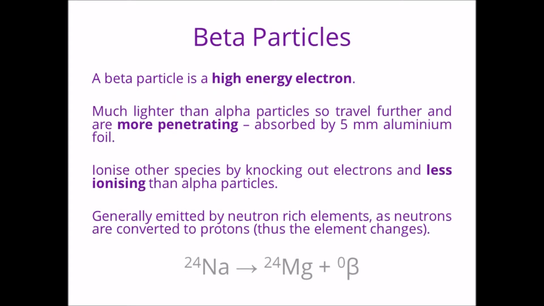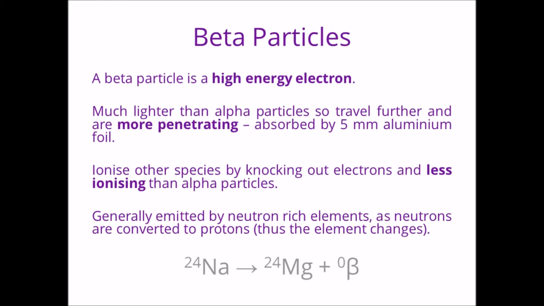So next up we have beta particles. Beta particles are basically high energy electrons, so they're negatively charged and they're travelling at almost the speed of light. They're much lighter than alpha particles, and so they travel a lot further and are more penetrating. So now if we want to stop them, we need to use a 5mm sheet of aluminium foil. They ionize other species by knocking out electrons and breaking chemical bonds or forming radical species, which are quite harmful, although they are less ionizing than alpha particles.